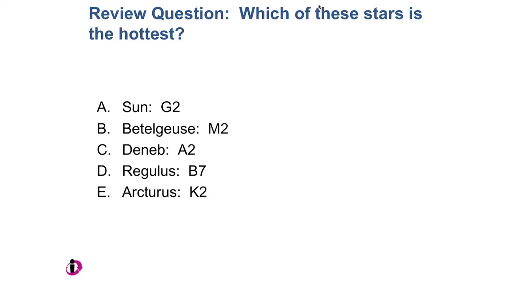And this review question is, which of these stars is the hottest? The Sun, Betelgeuse, Deneb, Regulus, and Arcturus. And to give you a hint, I have given you the spectral classifications of each one of these stars. The Sun is a G2 star, Betelgeuse is an M2 star, Deneb is an A2 star, Regulus is B7, and Arcturus is K2. So quick, which one do you think is the hottest?